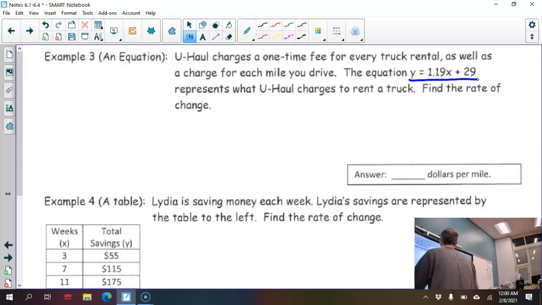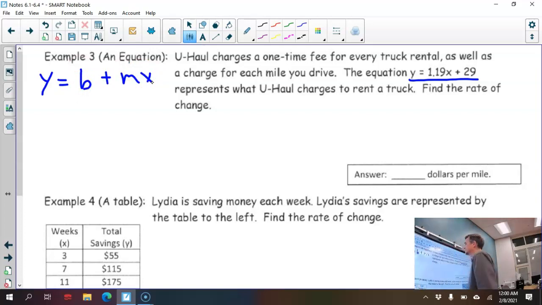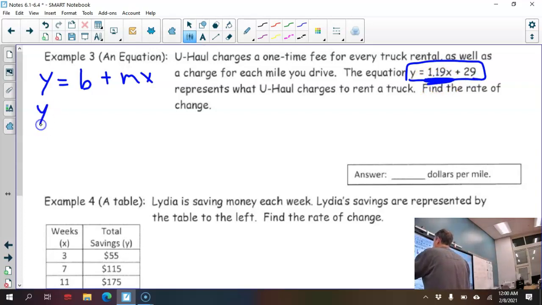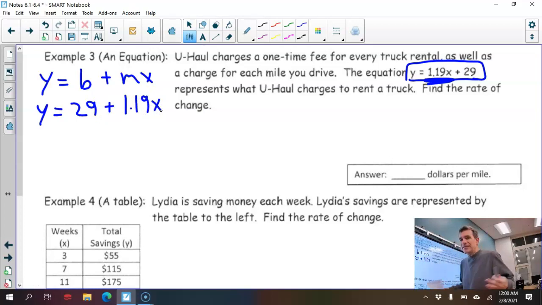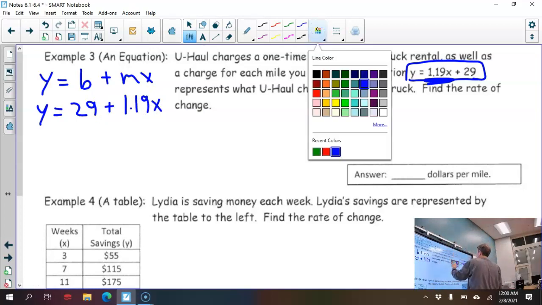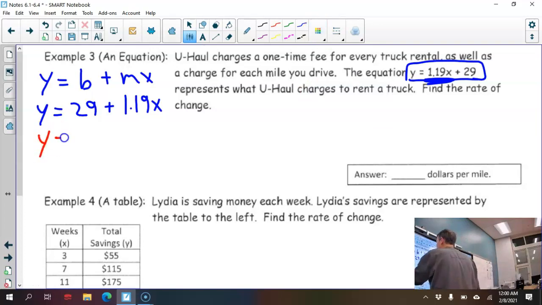All right, well, you might remember that typically we have written equations like this: y equals b plus mx. Now they kind of switch things around on us over here. They put the number attached to the x first. Typically, we would have written this like this, 29 plus 1.19x. But they switched it around on us, didn't they? We are not going to let that confuse us.